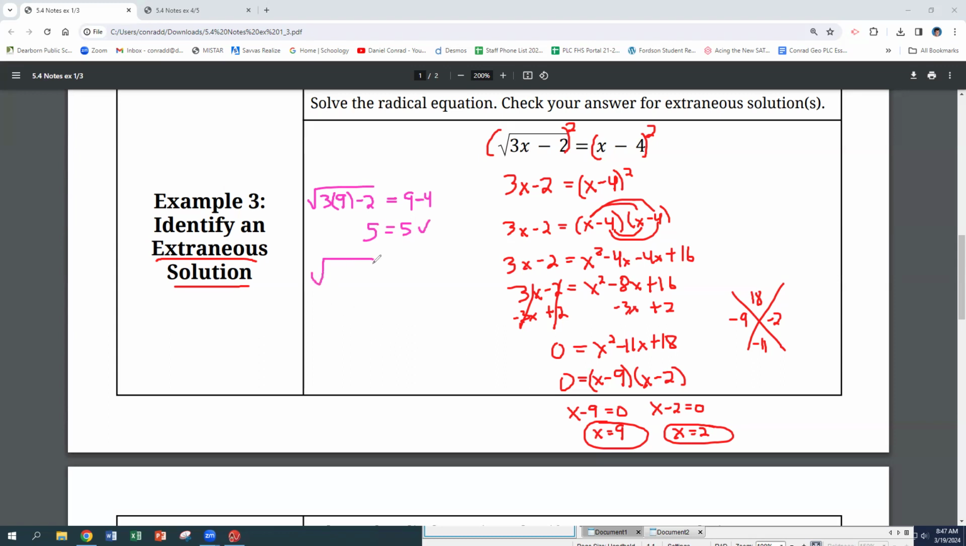When I do the other one, though, I get square root of 3 times 2 minus 2 equals 2 minus 4. So this is going to give me square root of 4, which is 2, equals negative 2. That's not true. So that's our answer. This one is extraneous. Okay, it doesn't work.